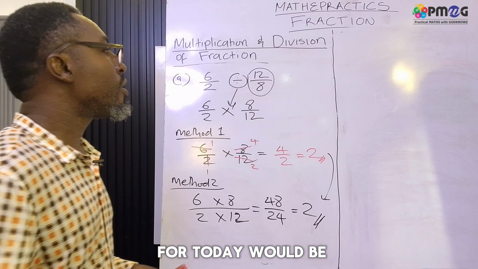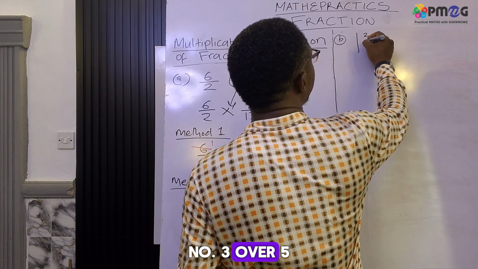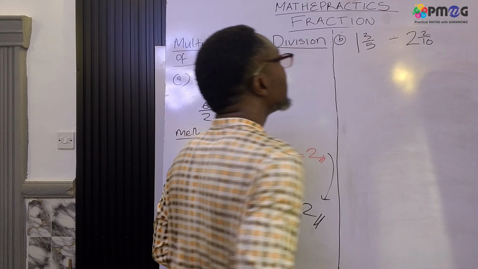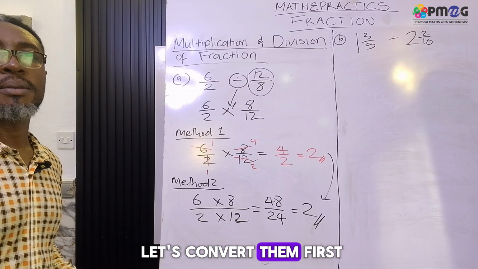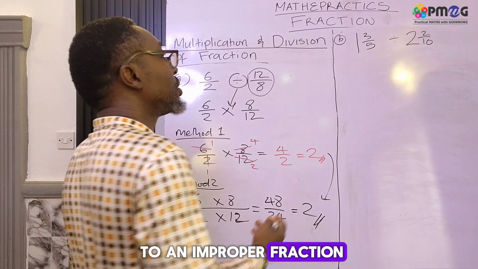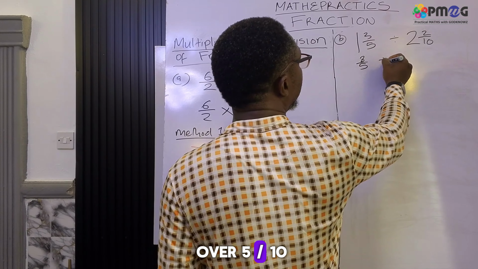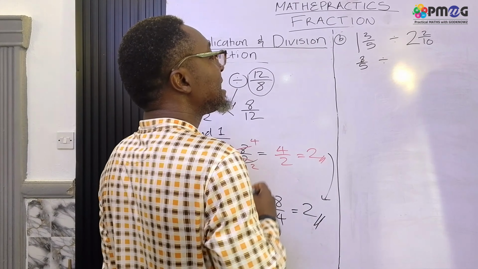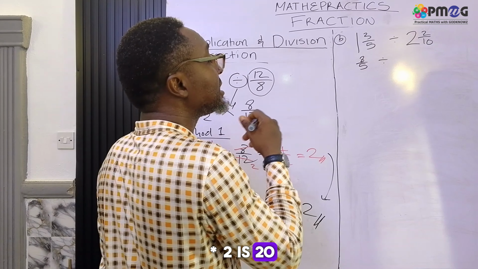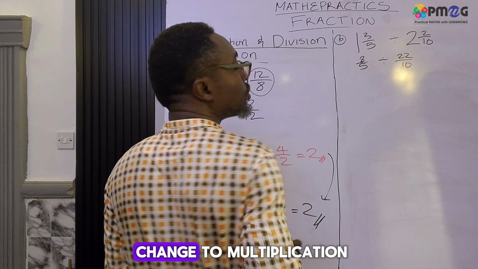Now, the last example for today would be 1 and 3 over 5 divided by 2 and 2 over 10. What do we do? Let's convert them first to what? Convert them to improper fractions. 5 times 1, 5, plus 3, 8. 8 over 5 divided by 10 times 2, 10 times 2 is 20. 20 plus 2, 22. 22 over 10. This has to change to multiplication.